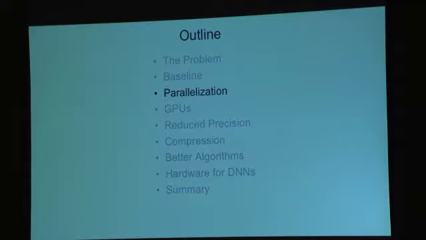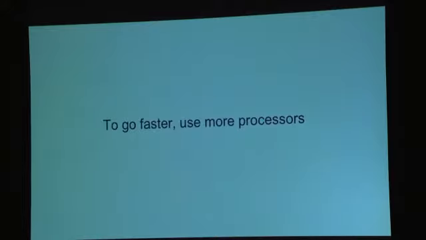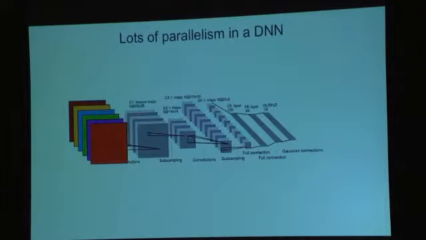The first is how to do things in parallel. Then we apply our silver bullet of GPUs. We'll talk about reducing the precision of the computation, compressing the networks, using better algorithms, and then finally, as a last resort, going to special purpose hardware for deep neural networks. So the first rule is if you want to go faster, use more processors. If you look at the problem of computing and inference for a deep neural network, it is what the parallel computing community refers to as an embarrassingly parallel problem. Well, I don't get embarrassed by very much, so I just refer to it as an easily parallelizable problem. I don't find it embarrassing at all.